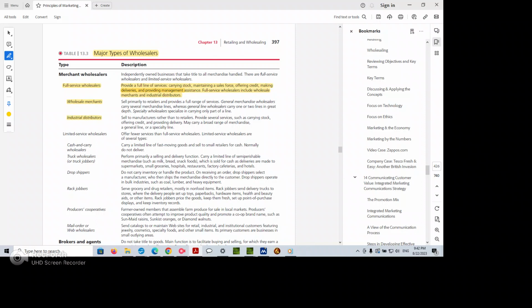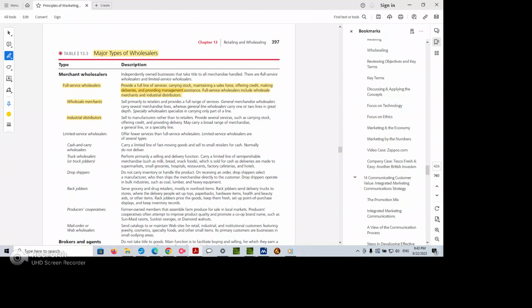We also have industrial distributors, who sell to manufacturers rather than to retailers. These are what would be called your originators, okay? Because these are the people who have the finished product that's given to the manufacturer. It's basically like I have the raw materials, I manufacture the raw materials into a finished product, and I sell that finished product to the manufacturer to assemble into one larger product transformation.